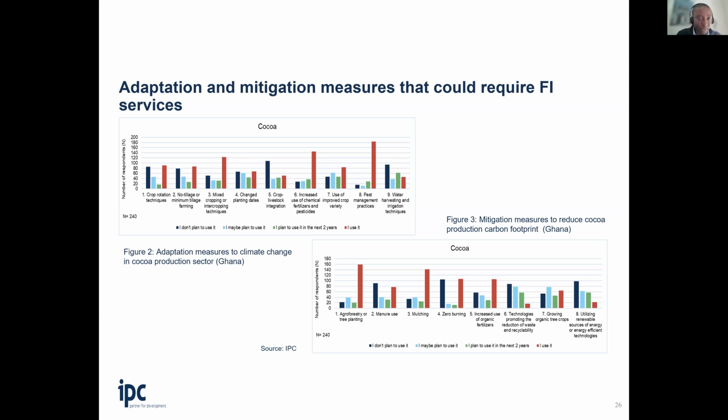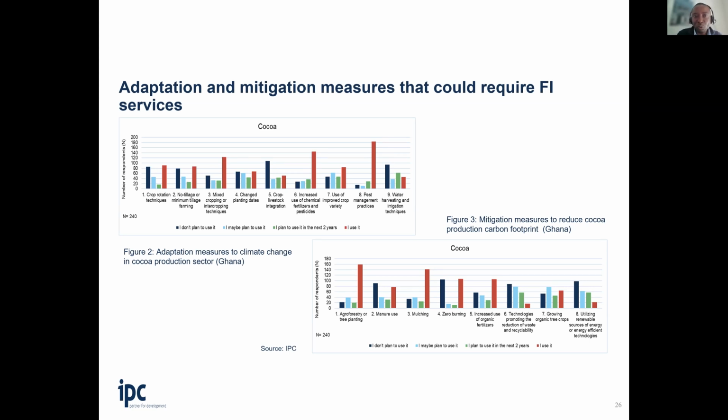So still in Ghana, in the study we have conducted, I will just present a few adaptation measures that we have identified and assessed on the ground, but also mitigation measures already in place that could also require financial institution support. When we come to adaptation, mainly for the cocoa sector in Ghana, but also in West Africa, Cote d'Ivoire, for instance, we have already some adaptation strategies in place in order to deal with the current impact of climate change.